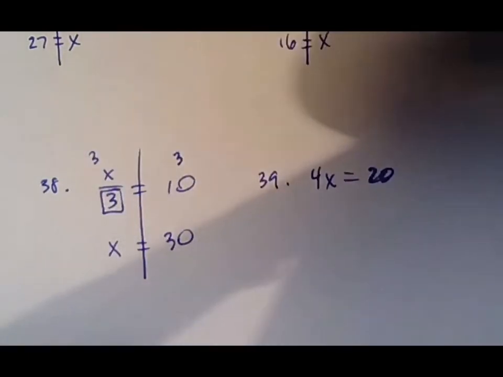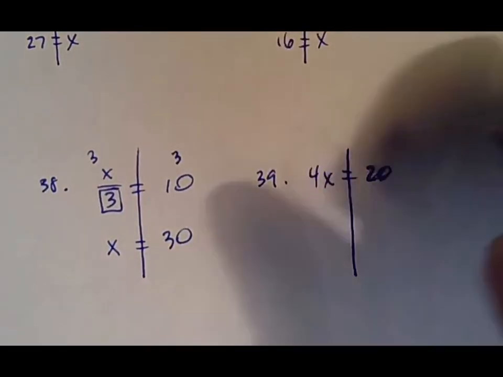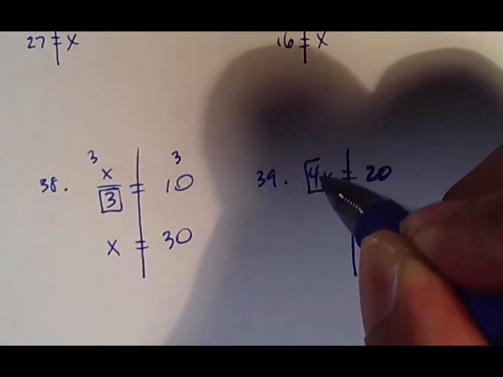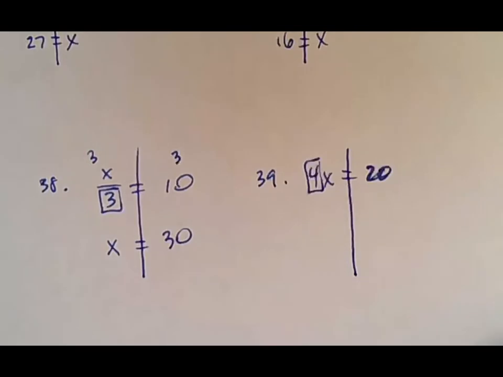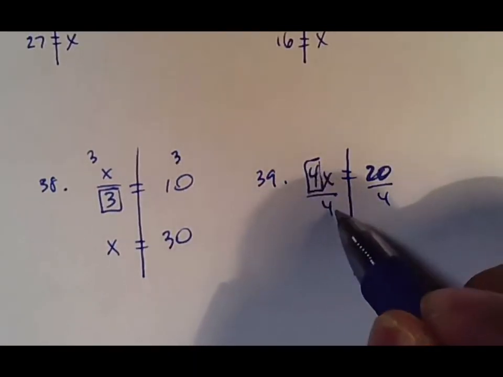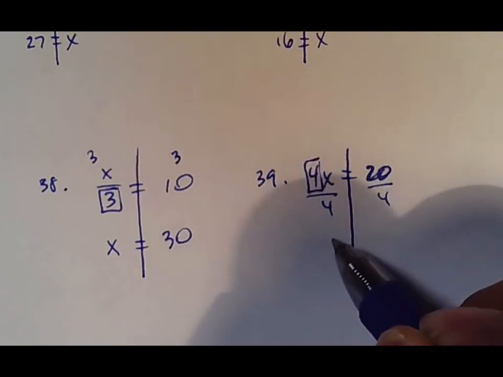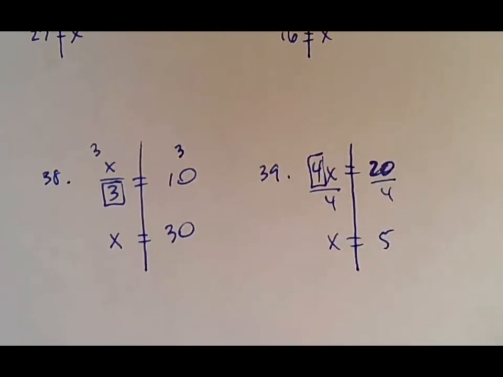The wall is here. This is what I'm getting rid of. That needs to go because it's 4 times x, by using divided by 4. Divided by 4. The 4's go away. I don't even care about that side. I know that those 4's over there go away anyway. And 20 divided by 4 is 5.